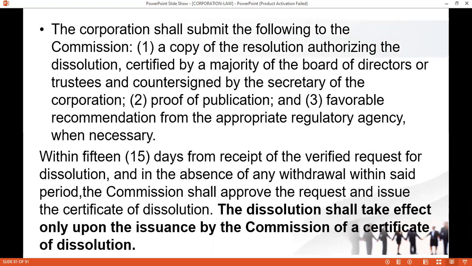The corporation shall submit the following to the commission: a copy of the resolution authorizing the dissolution, certified by a majority of the board of directors, proof of publication, and favorable recommendation. Okay? Within 15 days from receipt of the verified request for dissolution, and in the absence of any withdrawal within said period, the commission shall approve the request and issue the certificate of dissolution. So the dissolution shall take effect only upon the issuance by the commission of a certificate of dissolution. So kung yung existence ng corporation is upon the issuance of a certificate of incorporation, yung dissolution naman upon the issuance of a certificate of dissolution.